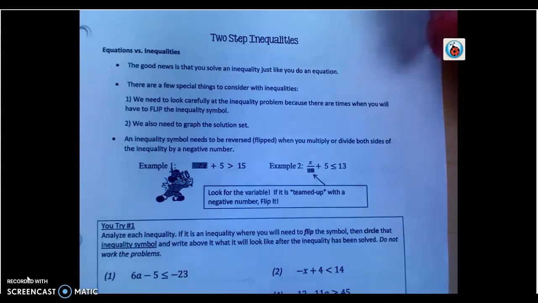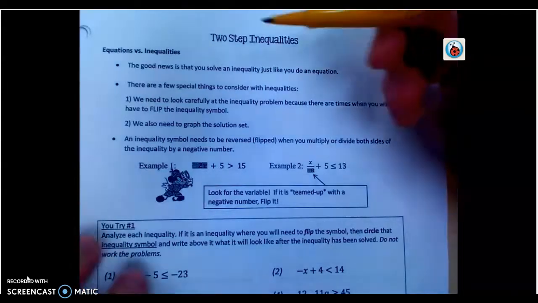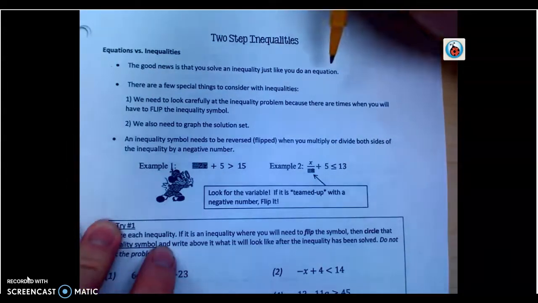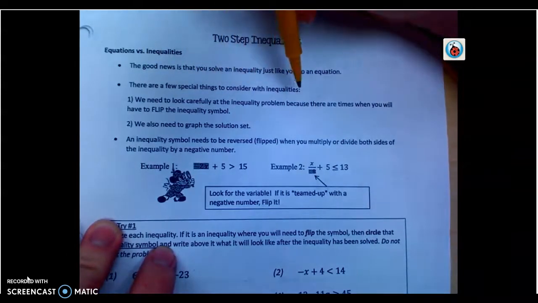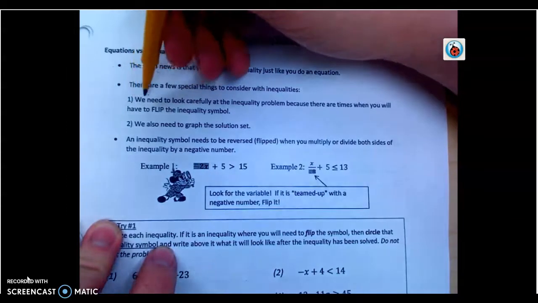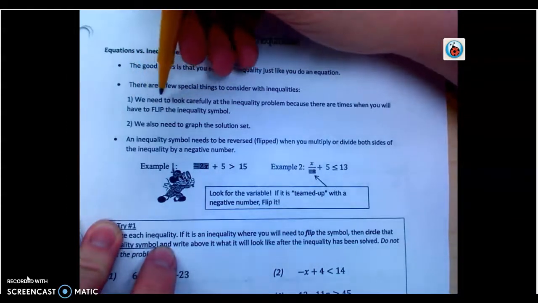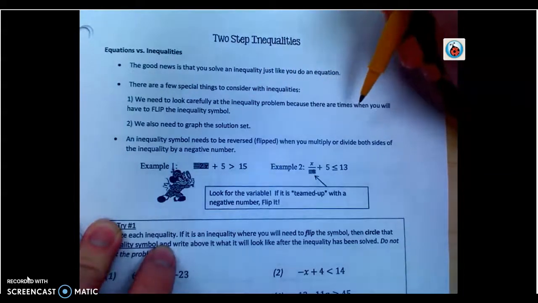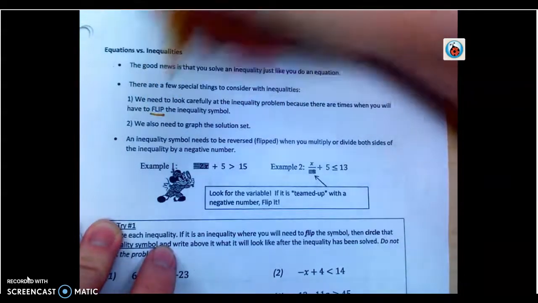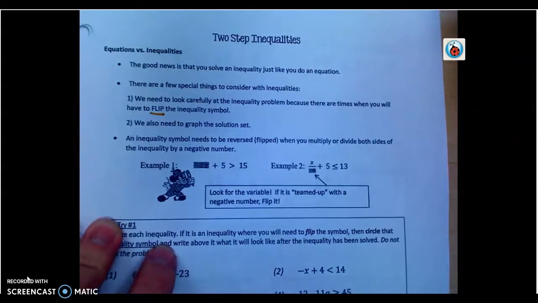If you haven't been, then now is a good time to maybe view this as extra practice when it comes to solving two-step equations or inequalities. So it is just like you solve an equation, but there are a few special things you need to consider with inequalities. Number one is what we spent the last 2 days looking at, and that is we need to look carefully at the inequality because there are times when you will have to flip the inequality symbol.